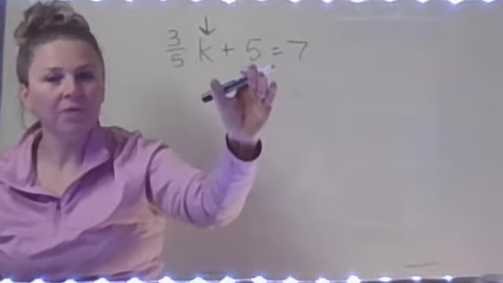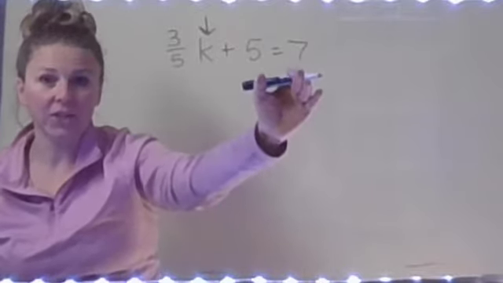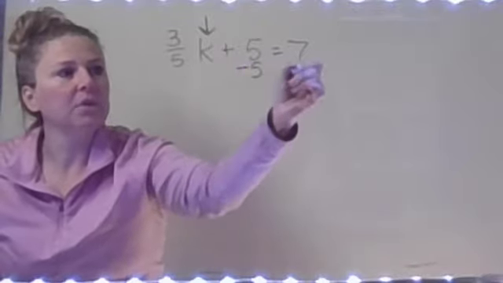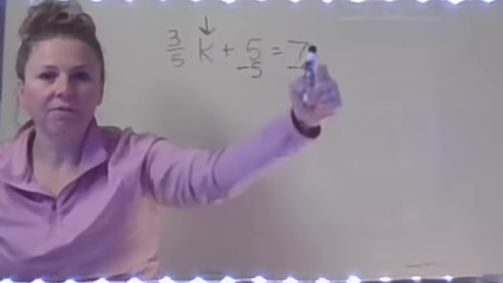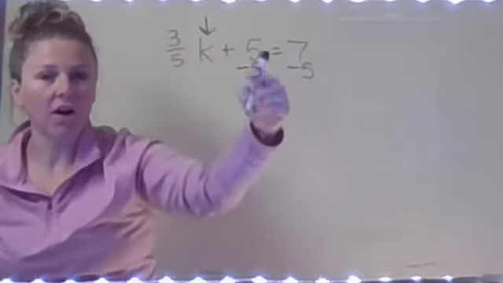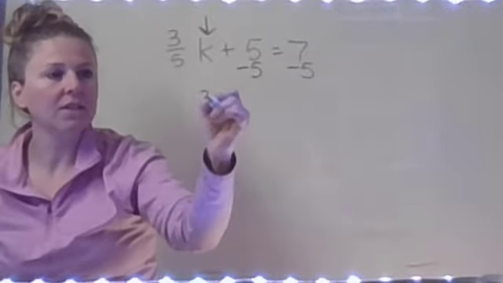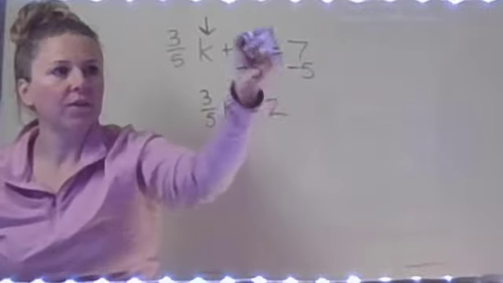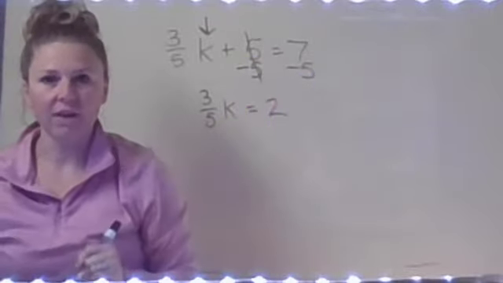So we're going to move the 5 over to its like term, 7. The like terms want to be together anyways. So let's put the numbers with the numbers, moving the 5 by subtracting the 5, undoing that order of operations. So now we have 3/5 k equals 2. This became a 0. 7 minus 5 is 2.